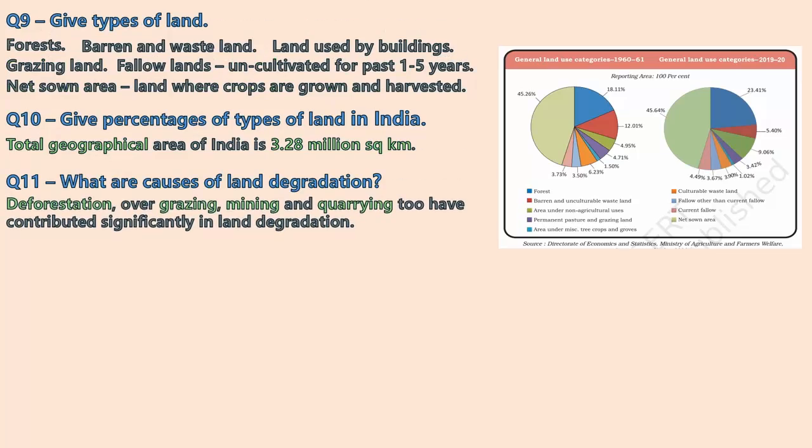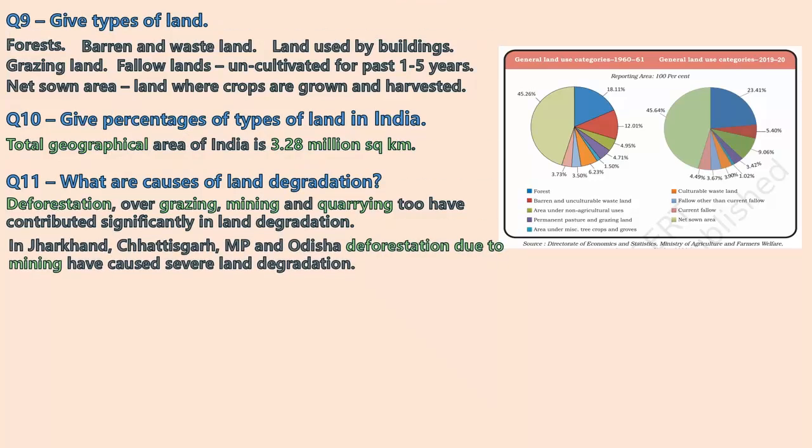What are the causes of land degradation? If you keep on cutting forests indiscriminately, and if you do overgrazing of animals in grassland indiscriminately, you keep doing mining and quarrying. Quarrying means moving sand from one point to another for construction. If you do all these actions uncontrollably, these are the causes of land degradation. Deforestation, overgrazing, overmining, quarrying have contributed significantly to land degradation.